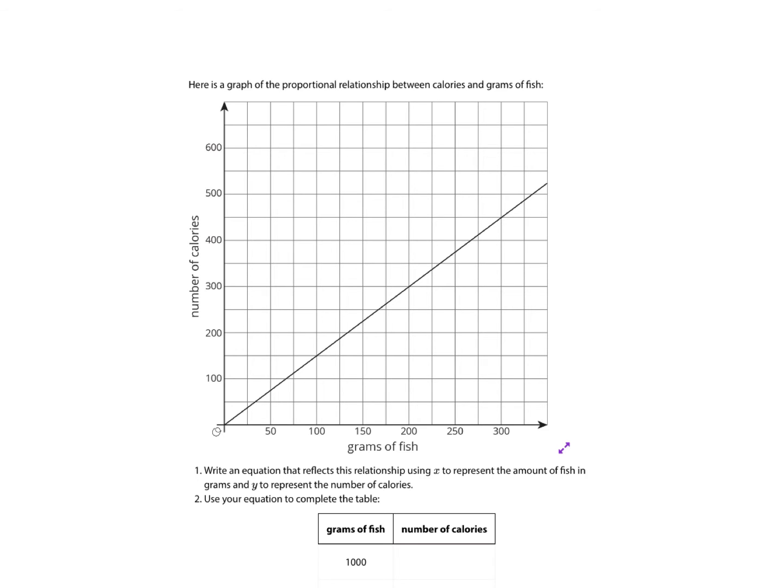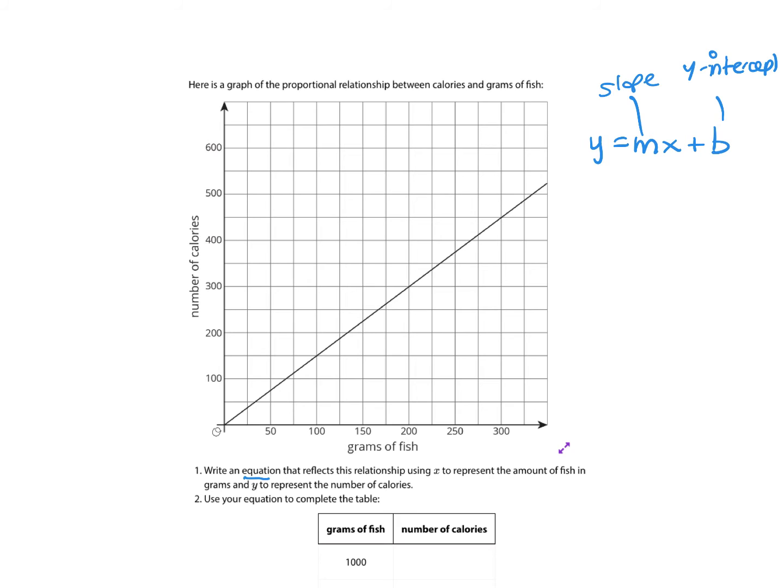It says write an equation. Well, the first thing I want your brain to think is, this is a line. y equals mx plus b. All I need to do is find my y-intercept. I need to put that in there, and my slope.